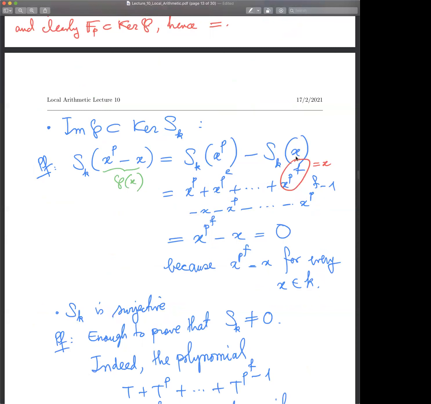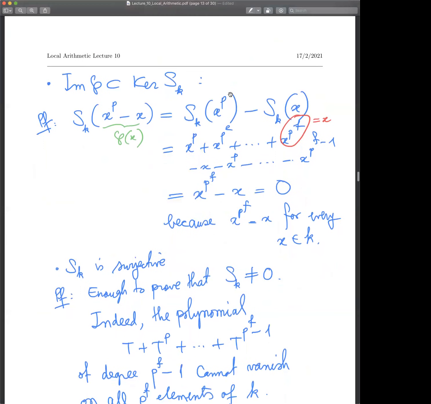In any case, even if you don't know those things, you just have to apply the definition. What is sk of x to the power p? It's x to the power p plus its pth power all the way up to its p to the f minus 1th power. But x to the power p to the power p to the f minus 1 is x to the power p to the f. And then you have the trace of x, which is this here. So many of these terms will cancel each other out, except that this term will remain, and so will this minus x.